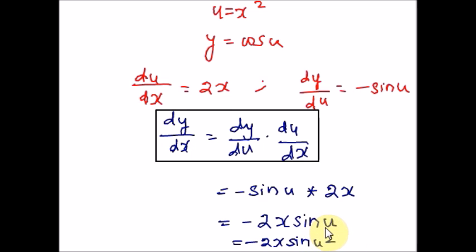So first you have to identify what is a function within another function. After identifying both the functions, you have to differentiate them. And finally you have to plug them in the chain rule. So you have to memorize this formula. It is easy to memorize too.